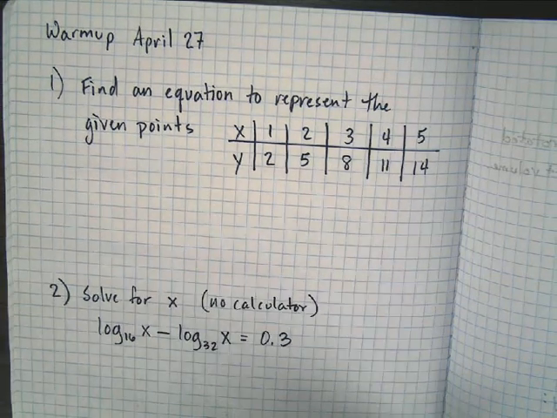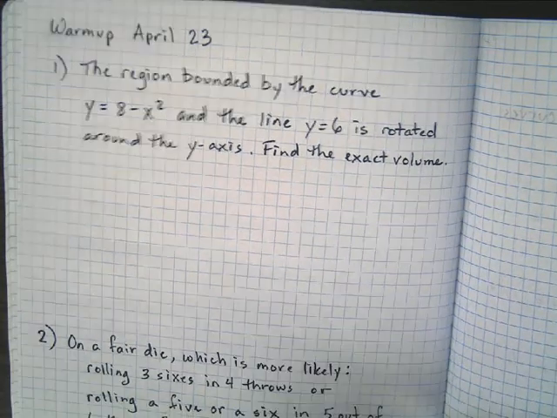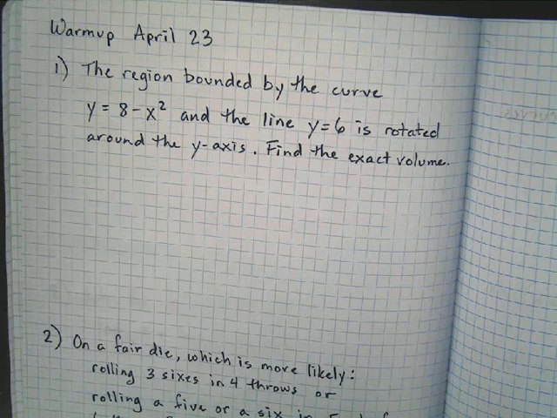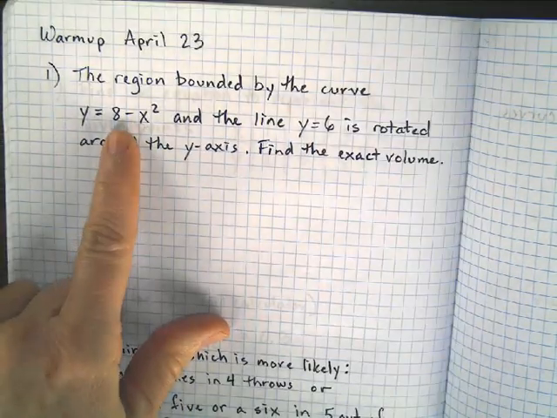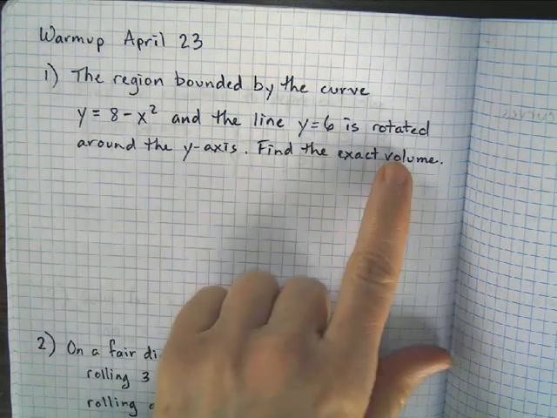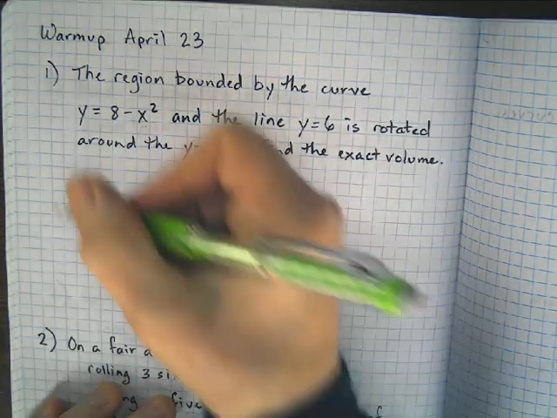Now let's go back and look at the last warm-up from last week. Started out with a little bit of calculus here. The region bounded by the curve y equals 8 minus x squared and the line y equals 6 is rotated around the y-axis. So the first thing we want to do is sketch the graph.